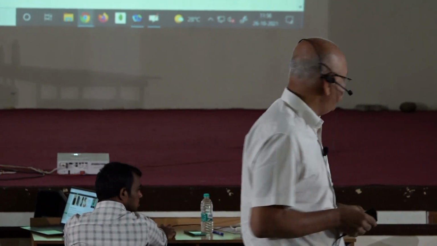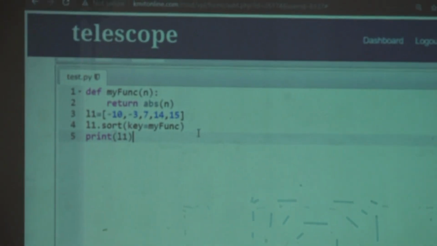I mean, you are applying something to that value which should be used as a criteria for sorting. The value itself should not be used as a criteria for sorting. Okay, let's try one more, which will be also very trivial. So let's create another function.